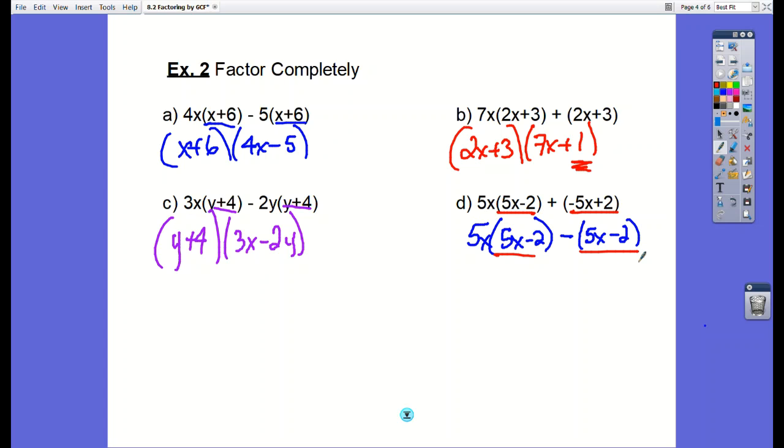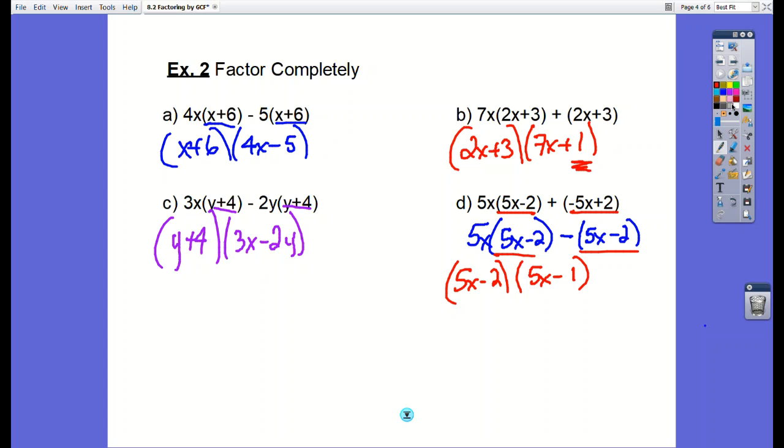So distribute the negative, we get back to part D, which means we did it correctly. And now we have this common binomial, and it actually is the same. So 5x minus 2, 5x minus 1. Once again, the order doesn't matter, so you can flip them around, that's fine. Yes? So can you just take the negative one and write it out? Oh, yeah. You can do that.